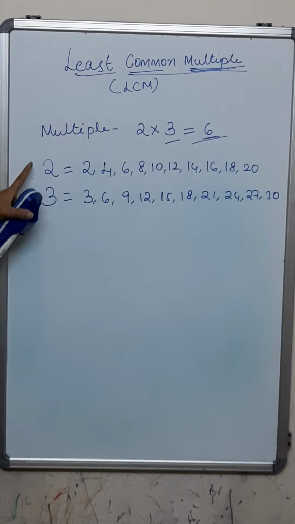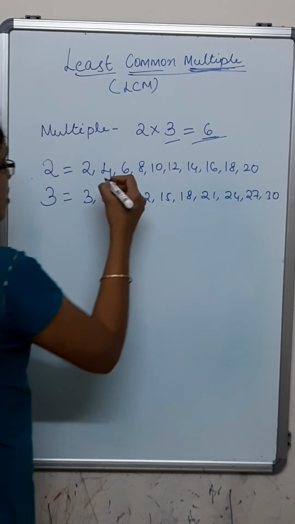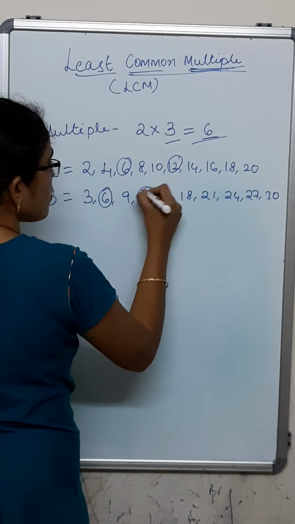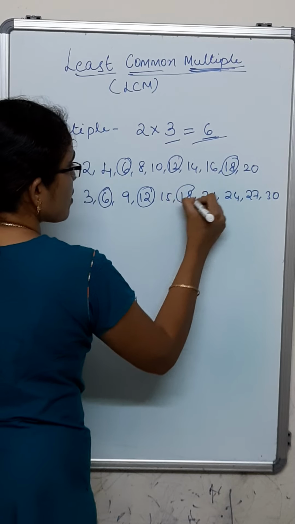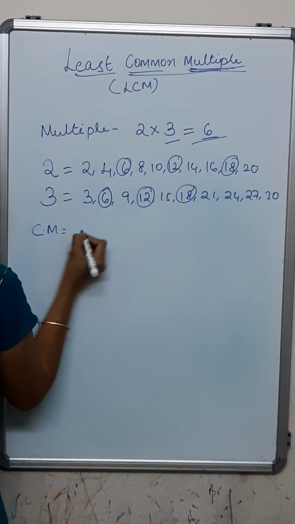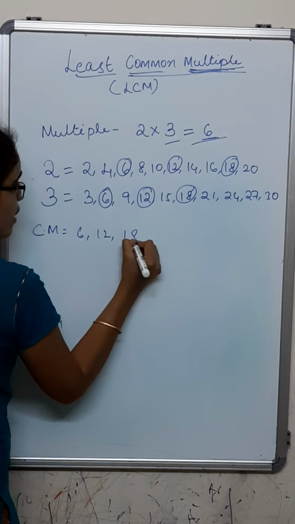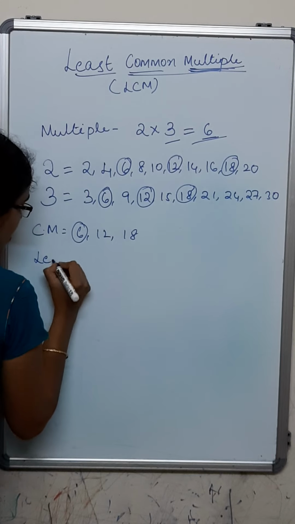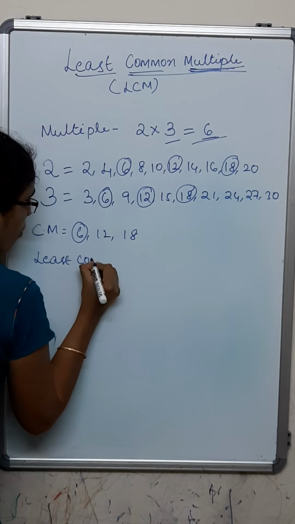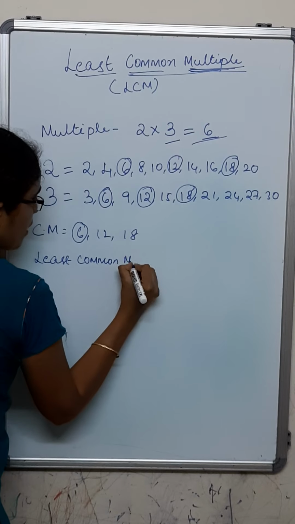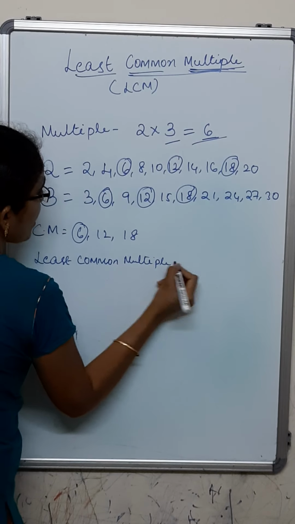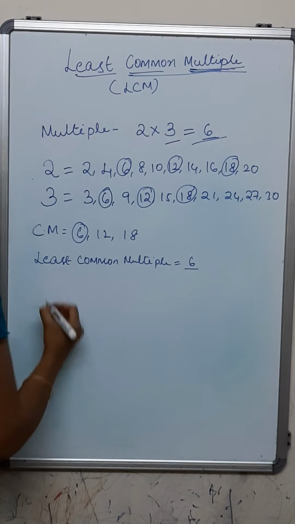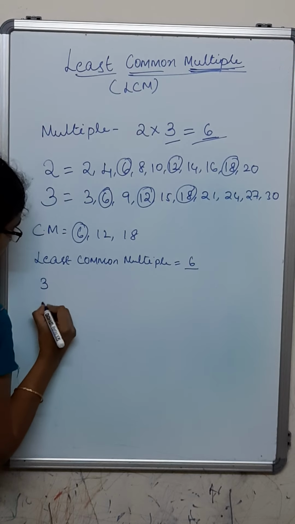So, the numbers which are common in 2 and 3, let us list this. Let us try to find that first. 6, then you have 12, then you have 18. Common multiples are 6, 12 and 18. So, which is the least number in this? That is 6. Now, 6 is the least common multiple, or LCM is 6. Similarly, I will take one more example, which is 3 and 4.